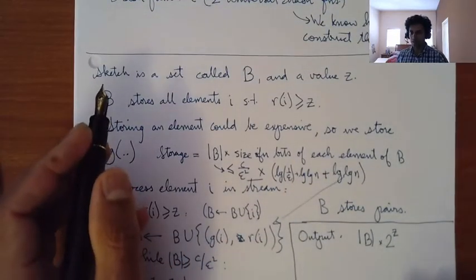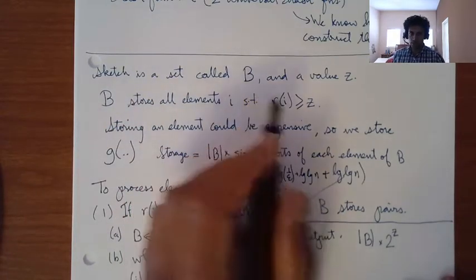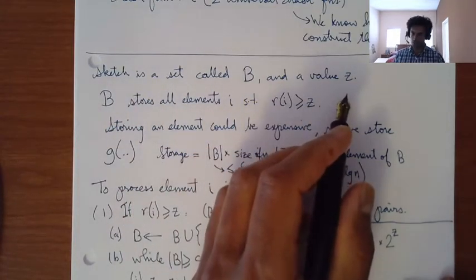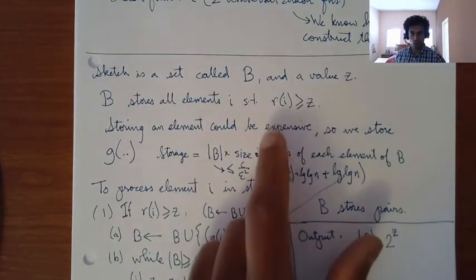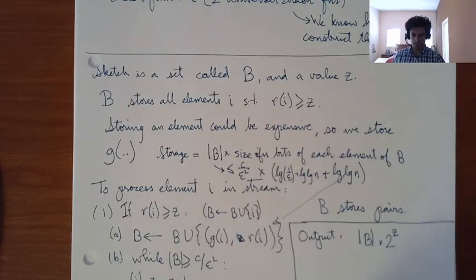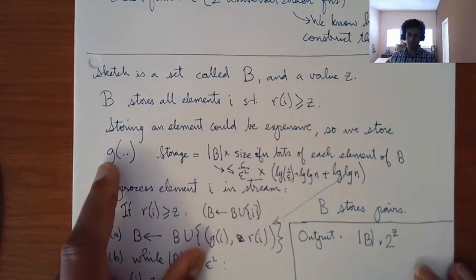So the algorithm is going to be a set, and that set is going to be called B, and there's going to be a value Z as before. B is going to store all elements i such that Ri is greater than Z, and that's all that's going to be there, right? Now, instead of storing the elements, it's going to store the hash value under G.